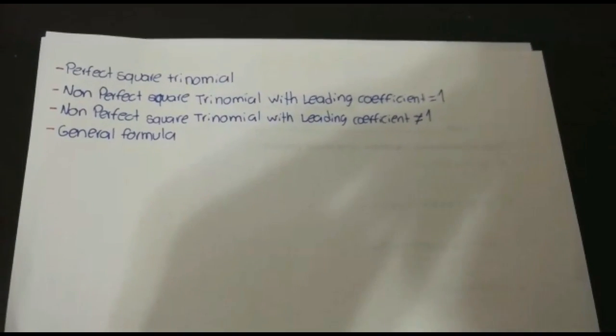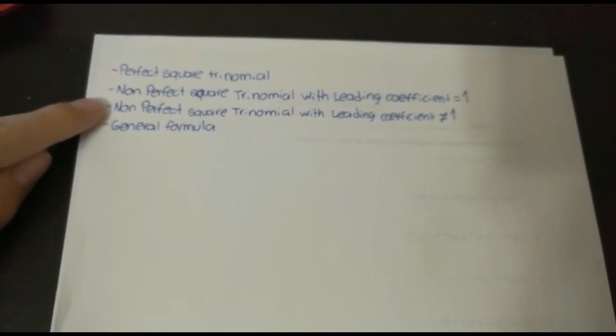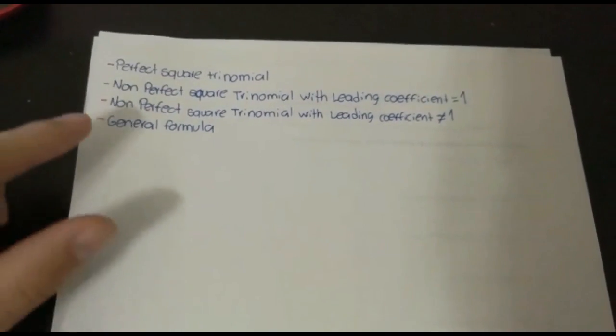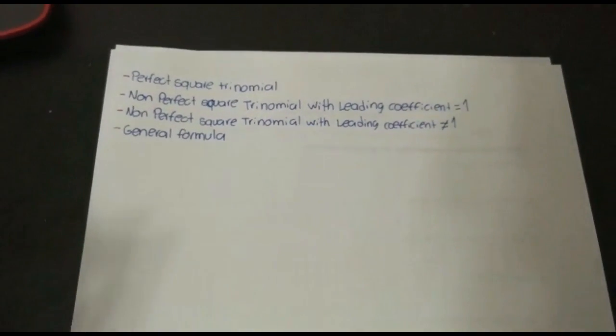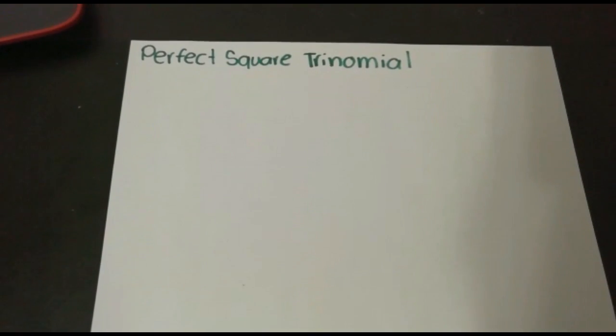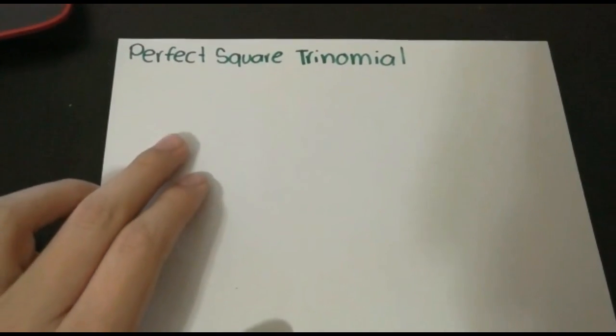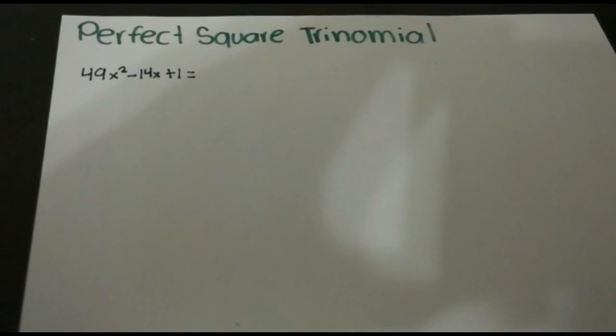In this part, I will teach you how to factor the perfect square trinomial, the non-perfect square trinomial with leading coefficient equal to 1, the non-perfect square trinomial with leading coefficient not equal to 1, and by the general formula. We will start with the perfect square trinomial. I write here a very easy problem.